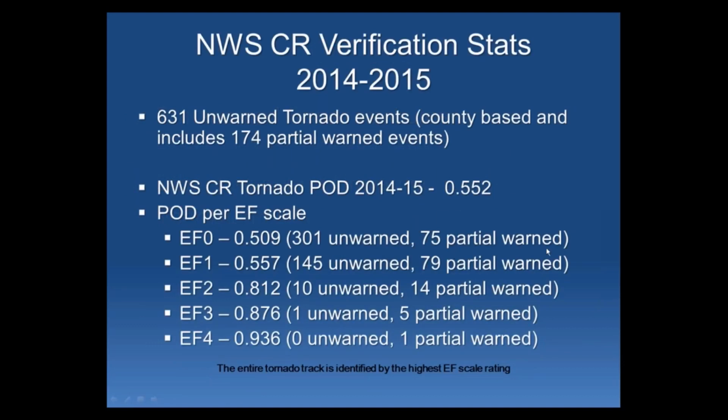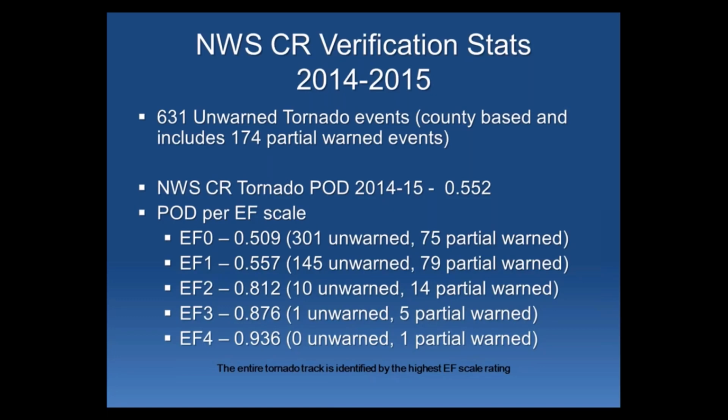Okay, so Fred went through mostly the tornado and radar attributes. I'll be covering some of these other sections. The first thing we have is looking at some of the NWS CR verification statistics from 2014 and 2015. There were 631 unwarned tornado events. Now, as Fred mentioned, those are segmented, county-based. So when we whittle down our events, we're down in the 400s. In addition, 174 of those were partially warned events.